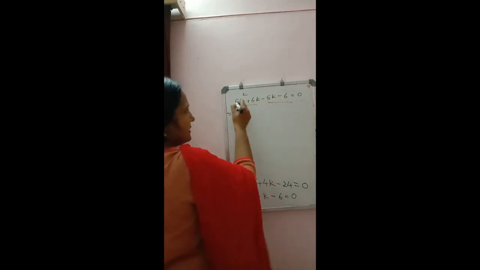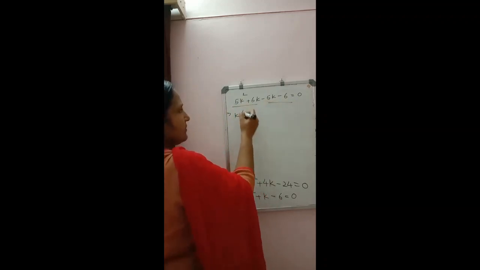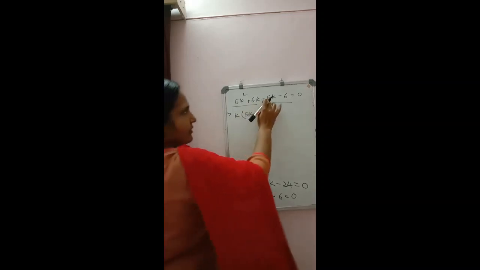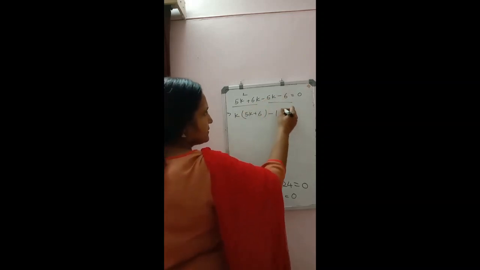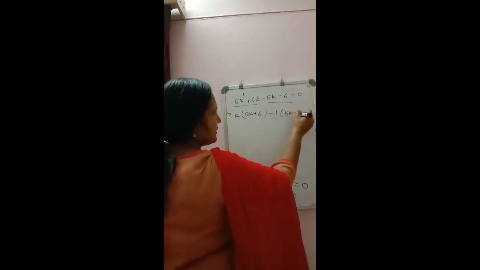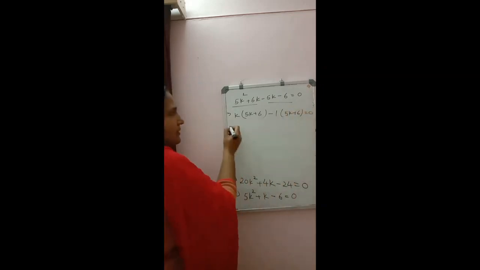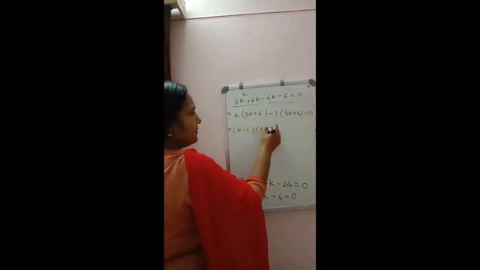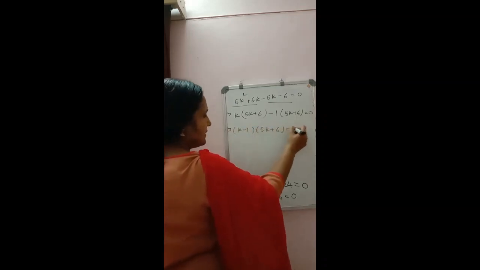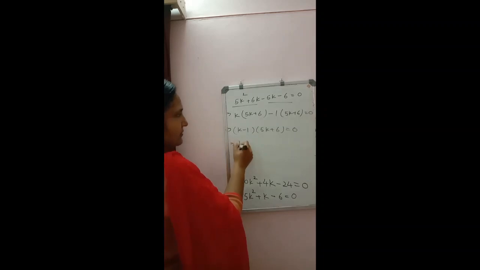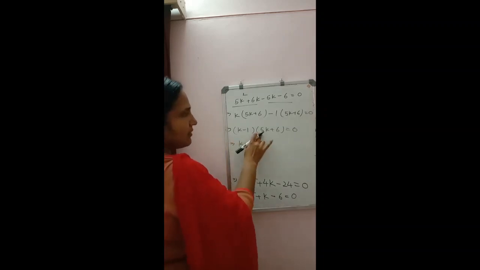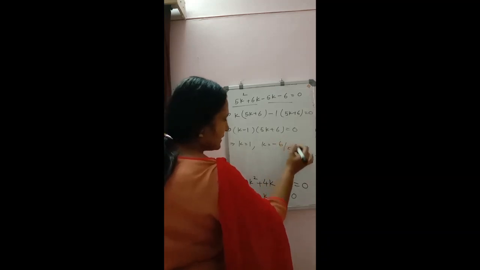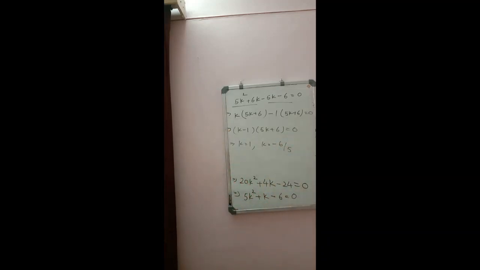Common factor in these two terms is k, taken outside, inside the bracket 5k plus 6. From these two, common factor is minus 1. Inside the bracket we will get 5k plus 6 is equal to 0. So we are getting k minus 1 into 5k plus 6 is equal to 0. So either k is equal to 1, or if 5k plus 6 is equal to 0, we will get k is equal to minus 6 by 5.